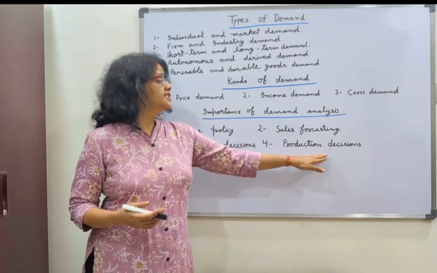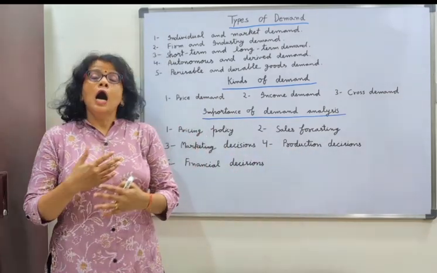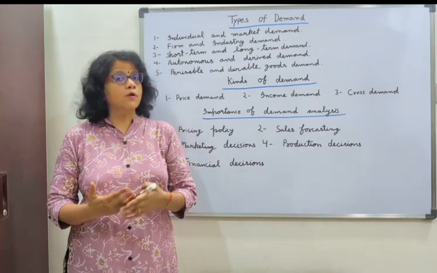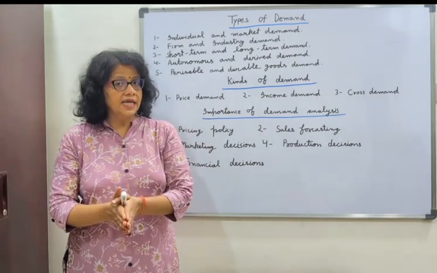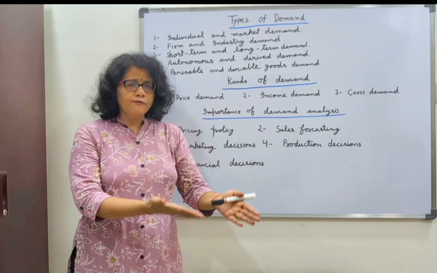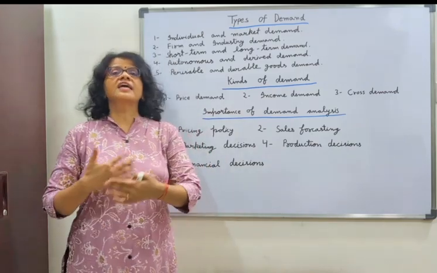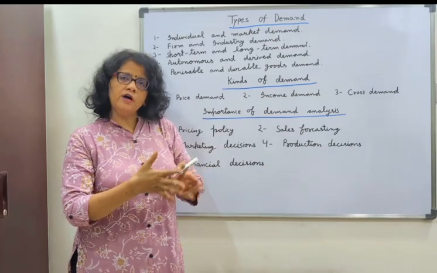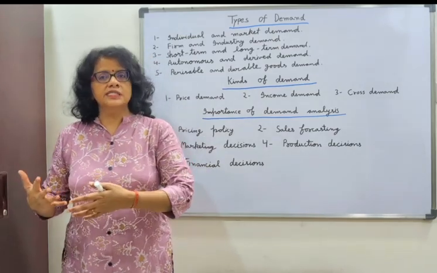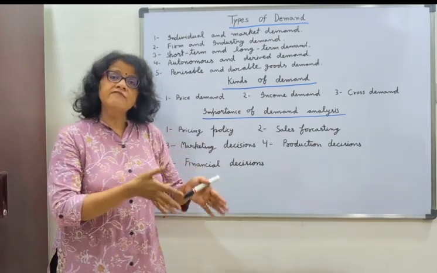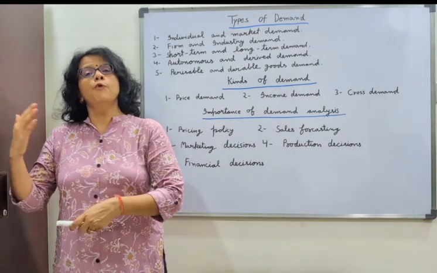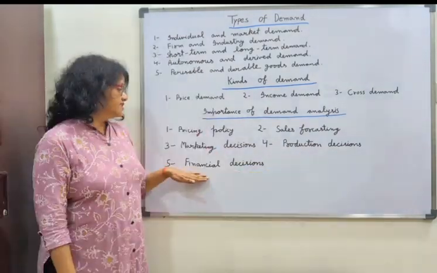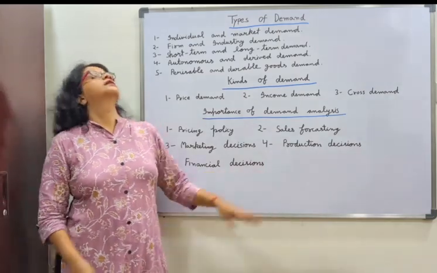Fourth, production decision. How much production the company has to increase also depends on demand analysis. For example, nowadays electric vehicle demand is increasing. If the company is sure that in the future electric vehicle demand will increase more and more, they will increase the production of this.